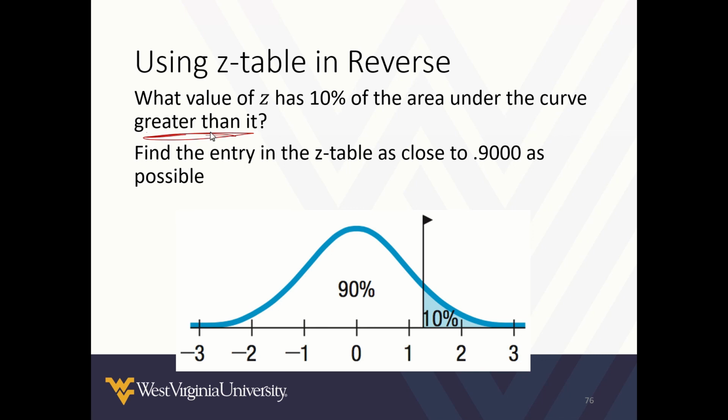We know that our table is going to give us areas to the left of the curve. So we're going to try to find our z-table entry that is as close to 0.9000 or 90% as possible.